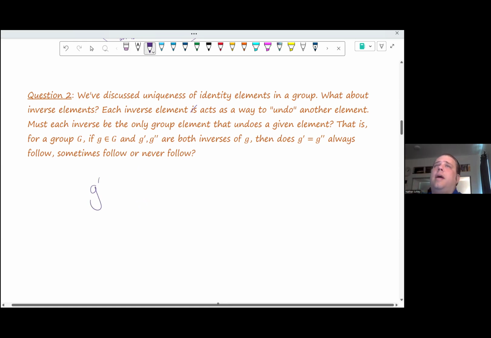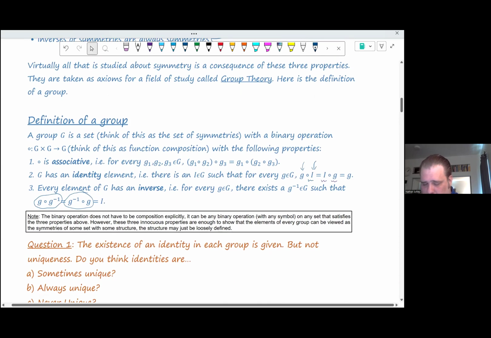So I'm going to start with G prime, and I'm going to say that G prime is the same thing as G prime composed with the identity, because that's what the identity does. The identity has to exist in our group, so we let I represent that identity element. And then we have the identity is also equal to G composed with G double prime, because G double prime is also an inverse. If I look up at the group properties real quick, right here we have, boom, G double prime acts as an inverse, and so that's also the identity. We can write it both ways.